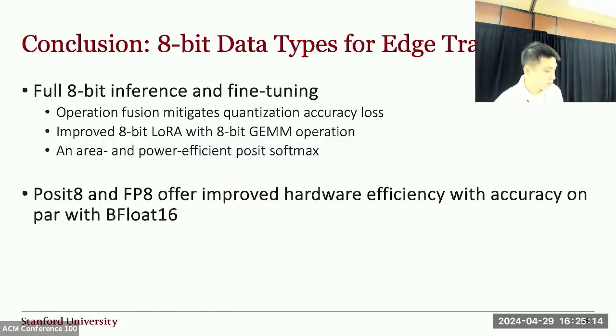To conclude, in this work, we perform full 8-bit transformer inference and fine-tuning using two data types, Posit8 and FP8. We apply operator fusion to mitigate the quantization accuracy loss. We use an improved 8-bit Lora with 8-bit GEMM operation. We also designed an error and power efficient Posit softmax. And we found that both Posit8 and FP8 emerge as robust solutions for conducting transformer inference and fine-tuning on edge accelerators, offering improved hardware efficiency with minimal accuracy compromise. Thank you.